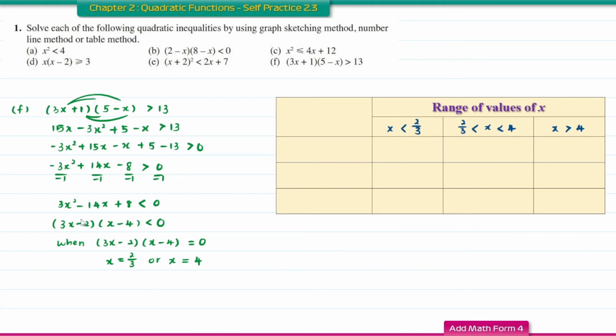And for this part, we're going to fill in with the factorization that we have here. The first bracket is 3x minus 2. The second bracket is x minus 4. This part is the combination of the two brackets.